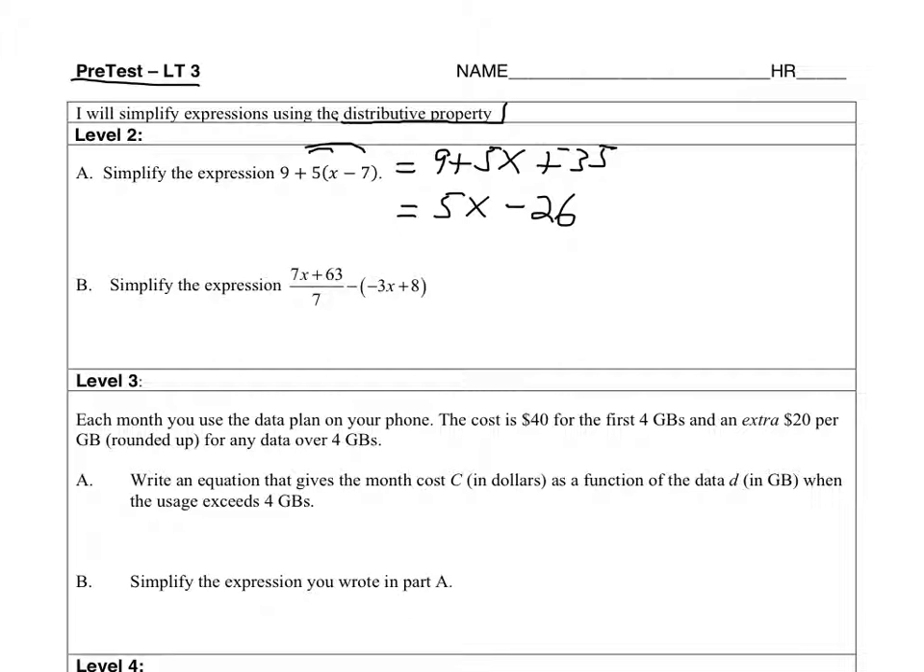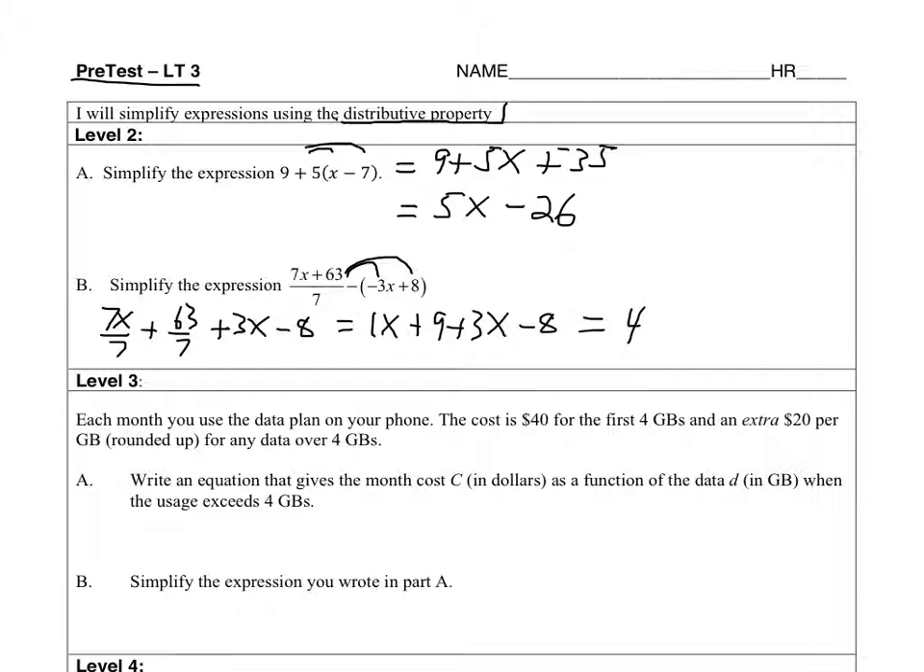Part B is similar, only with a division. As I write this out, I'm going to have 7x divided by 7 plus 63 divided by 7. And then I better distribute this subtraction as well, giving me plus 3x minus 8. Now 7 divided by 7 is 1, so I get 1x plus 9 plus 3x minus 8. And if we look at our like terms, the 1x and the 3x make 4x, and the 9 and the negative 8 make 1.